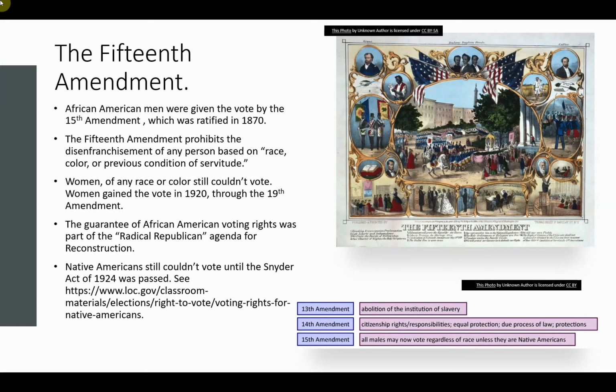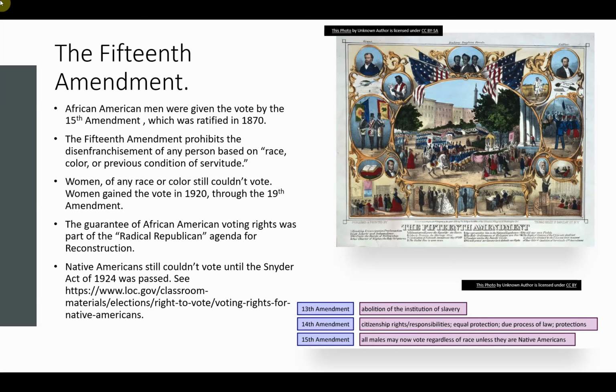The guarantee of African American voting rights was part of the radical Republican agenda for Reconstruction. Remember, the Republicans back then were basically what the Democrats are like today, and the Democrats of yesteryear are basically what the Republicans are like today, in case you're confused. Radical Republicans, I've never heard of them. Well, that's why. The parties just basically switched places.